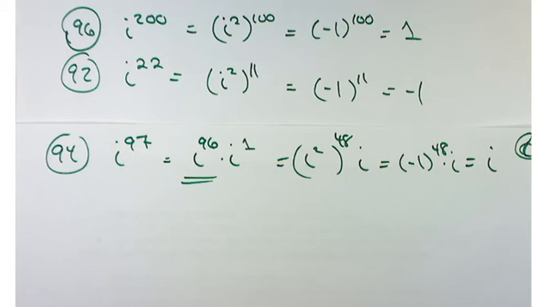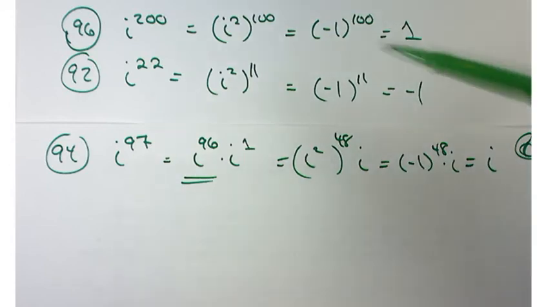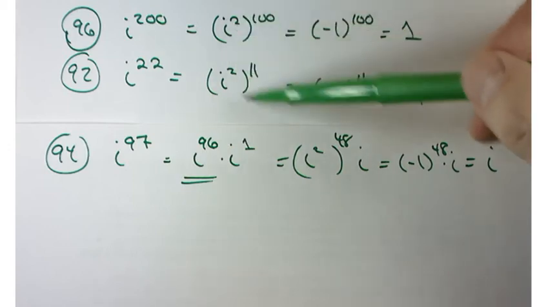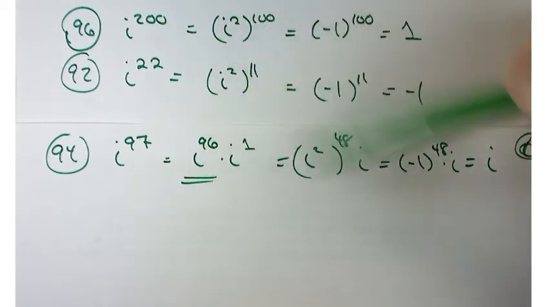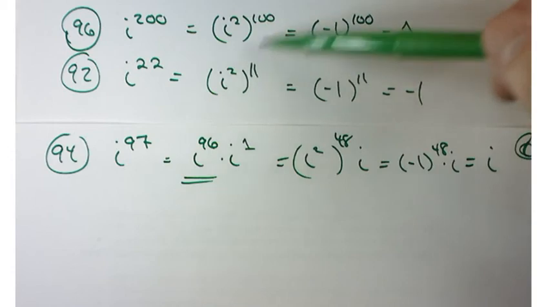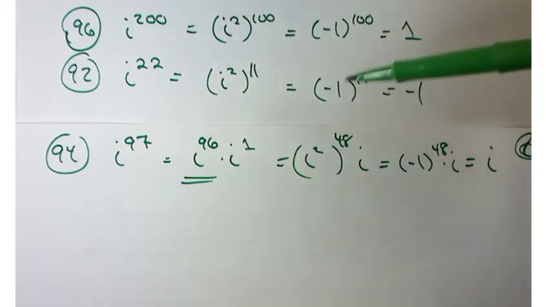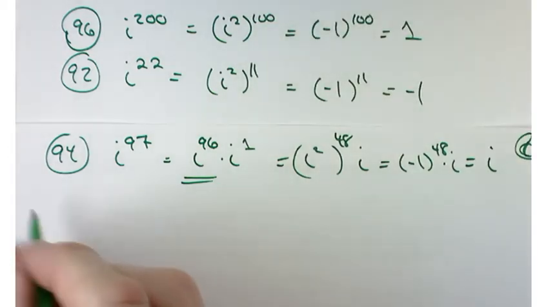There's another way to do these. It requires memorization and division and remainders. Okay, all right. But notice what we're doing. It's the same thing all along. You just have to get an i squared term, and then you simplify the i squared. i squared is negative 1 to some power. We're done.